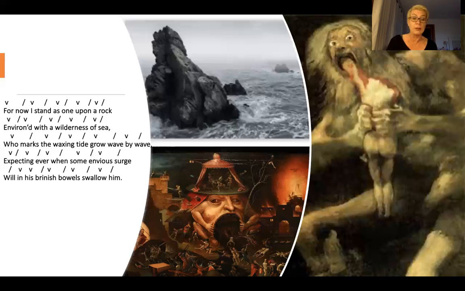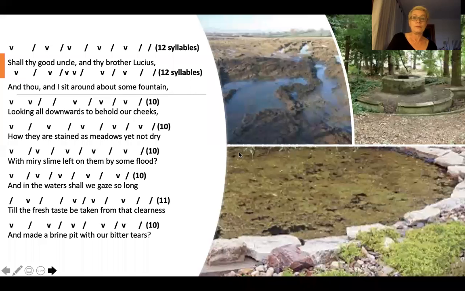So moving on, here we see some different visualizations, but also some different things that can happen with the meter. Shall thy good uncle and thy brother, and by the way, I'm not acting, I'm just saying the words. Shall thy good uncle and thy brother Lucius and thou and I sit around about some fountain, looking all downwards to behold our cheeks, how they are stained as meadows, yet not dry, with miry slime left on them by some flood. Okay, so here we have the visualization, miry slime.